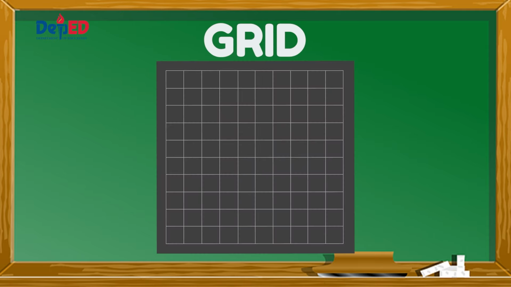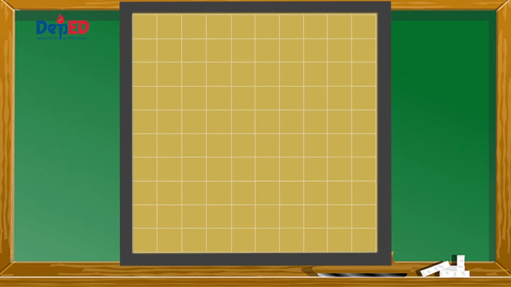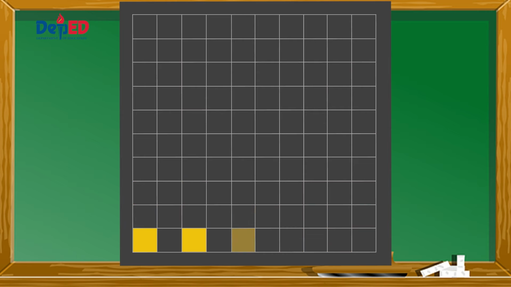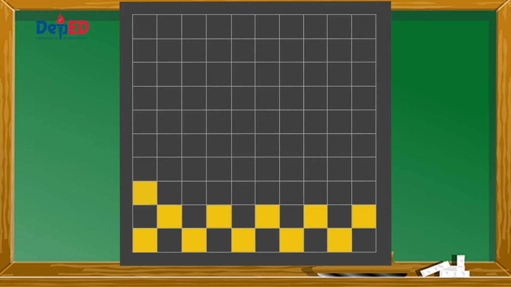This time, look at the grid. Observe that there are 100 squares. This means the whole is equally divided into 100 squares. There are 12 squares shaded out of 100 squares. 1, 2, 3, 4, 5, 6, 7, 8, 9, 10, 11, and 12.